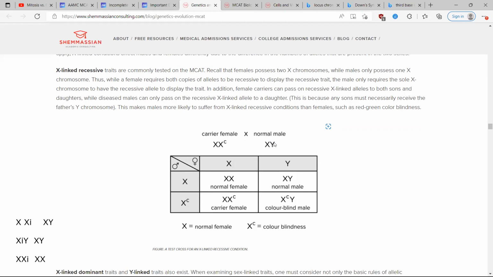Let me not jump ahead. Let's finish this first. If she has kids with a normal male, normal meaning not colorblind, then she will have a normal female or a carrier female who is again not colorblind, or a normal male or a colorblind male. So just to be clear, all of these people have color vision. Only the colorblind male is colorblind. So then the question is, how could we get a colorblind female?